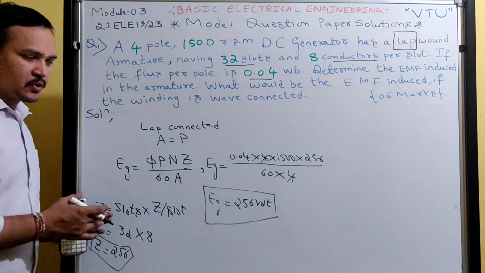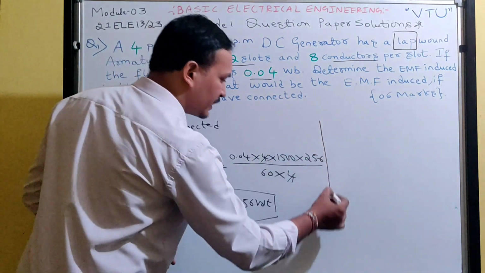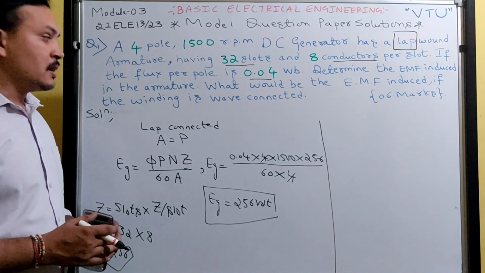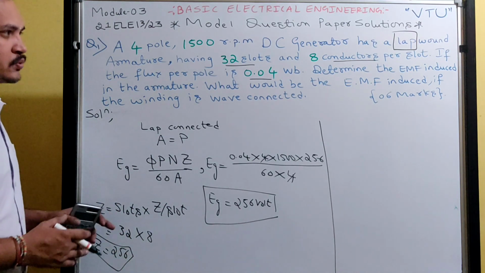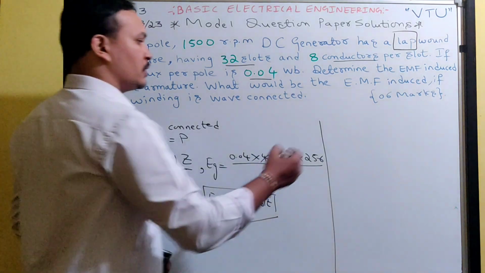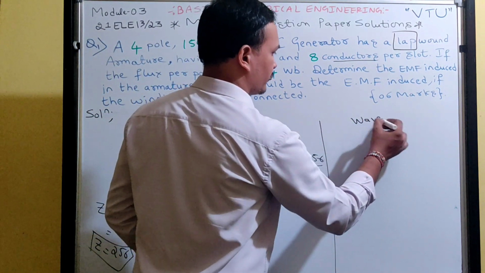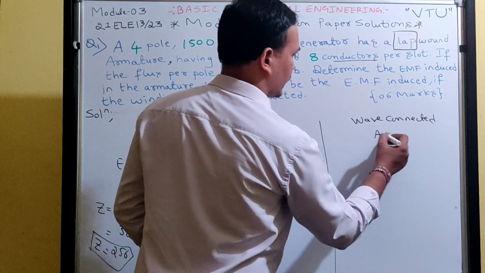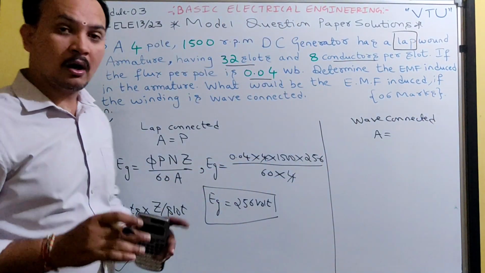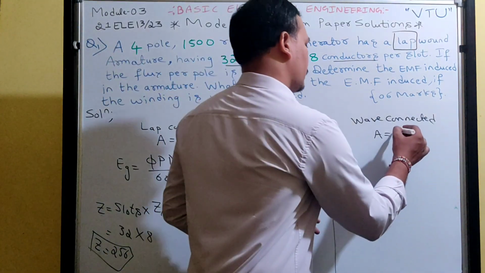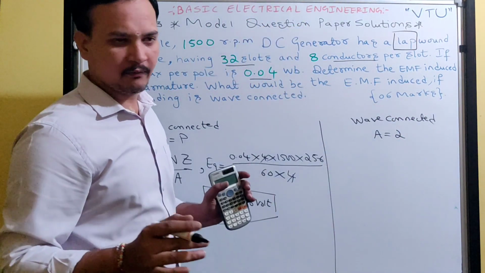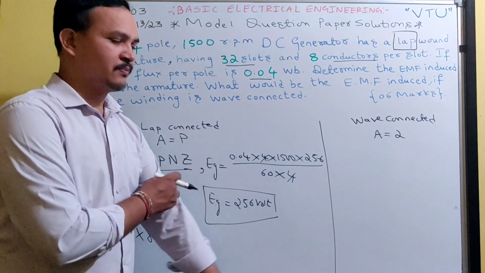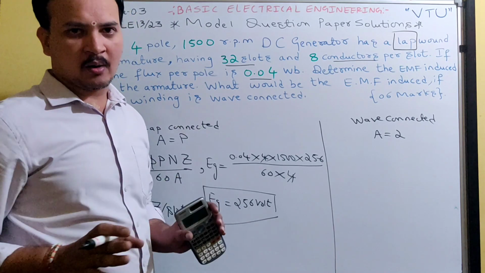Now the same question: if the machine is wave connected, what would be the EMF generated in the armature winding? That is what they are asking. So now, wave connected. See guys, in wave connected, the number of parallel paths will always be 2. You take the value of A as 2 only for wave connected. There is a reason for that, but it is a higher level topic. You simply remember that in wave winding, the number of parallel paths is equal to 2.